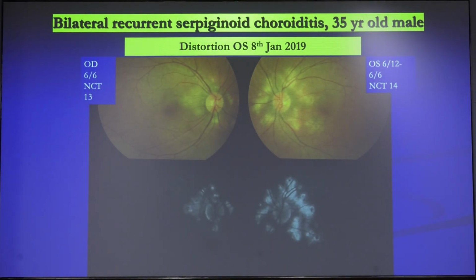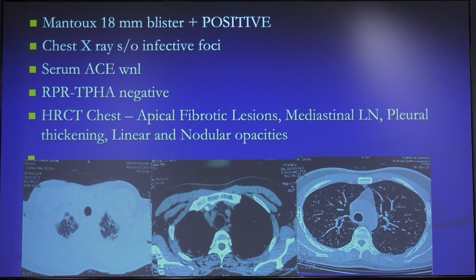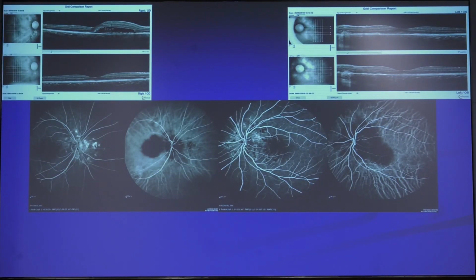Bilateral recurrent serpiginoid choroiditis. You can see here that bilaterally in the peripapillary area, there is hyperfluorescence on the angiogram corresponding to the creamy lesions seen on fundus photograph. Mantoux in this case was positive. Chest X-ray showed infective foci. RPR and ACE were normal. HRCT chest showed apical fibrotic lesions, mediastinal lymph nodes, pleural thickening. Patient was put on ATT.